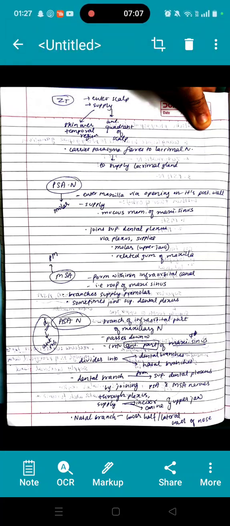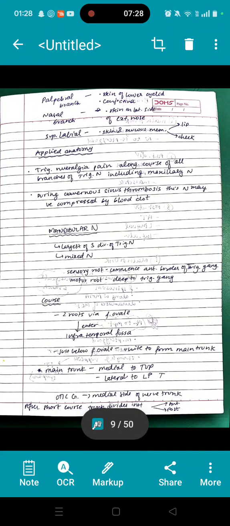ASA is for the anterior part of the maxillary sinus. This branch of the infraorbital part of the maxillary nerve passes downwards into the anterior part of the maxillary sinus and divides into dental and nasal branches. The dental branch forms the superior dental plexus by joining PSA and MSA. ASA supplies incisors and canines of the upper jaw, and the nasal branch supplies the lower half of the lateral wall of the nose.